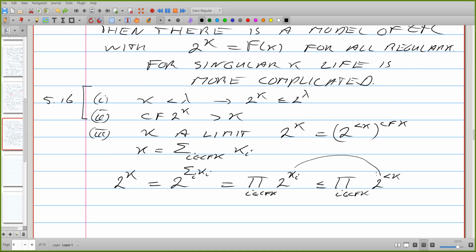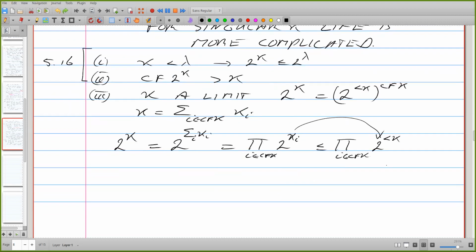Each individual 2 to the kappa_i is less than or equal to 2 to the less than kappa, because 2 to the less than kappa is the supremum of all the 2 to the mu's, where mu is less than kappa. And that is our goal: 2 to the less than kappa, to the power cofinality kappa.